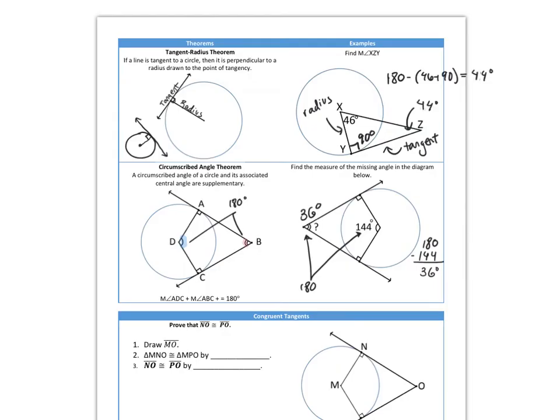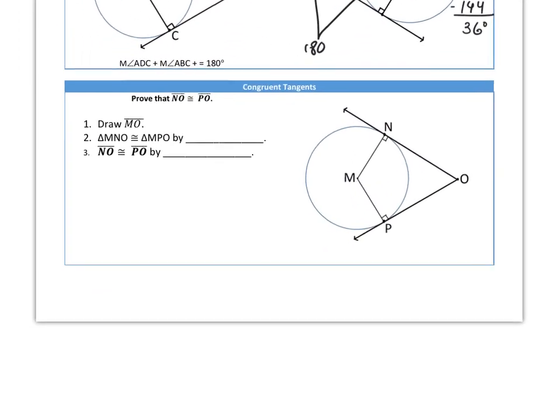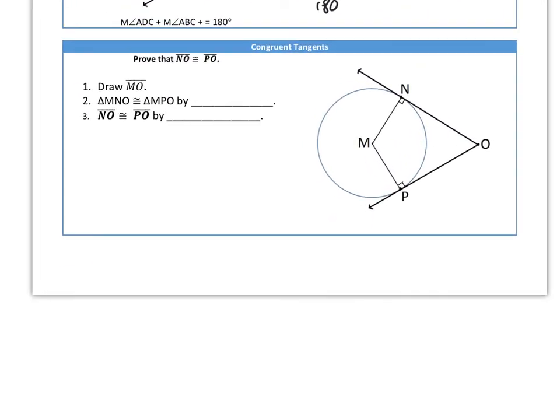So now that we've seen some examples of how tangents and circumscribed angles are useful, work with me a little bit here on a proof. What we want to prove here is that NO is congruent to PO, and they are congruent. In fact, they always will be. And we're going to prove that it's true. Here's our first step. Our first step is to draw a line segment MO. So go ahead and draw that.